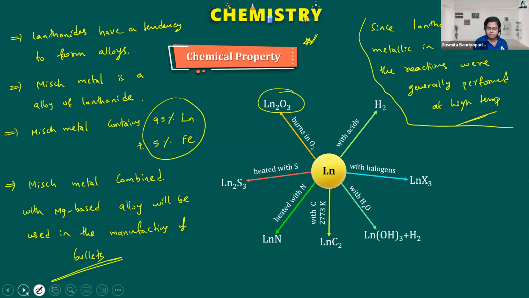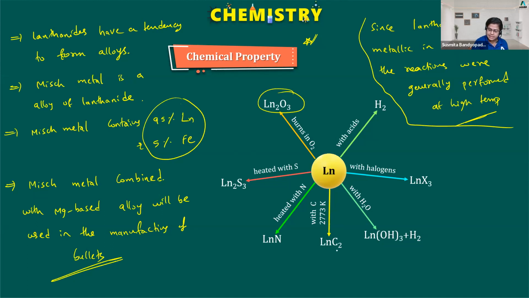Here you have to remember lanthanum forms Ln2, and in general Ln is written. Since they show +3 as the most stable and most common oxidation state, lanthanides will burn in oxygen to form Ln2O3. With acids, they will liberate hydrogen. With halogens, LnX3 will be formed. With water, lanthanide hydroxide and hydrogen will be liberated.